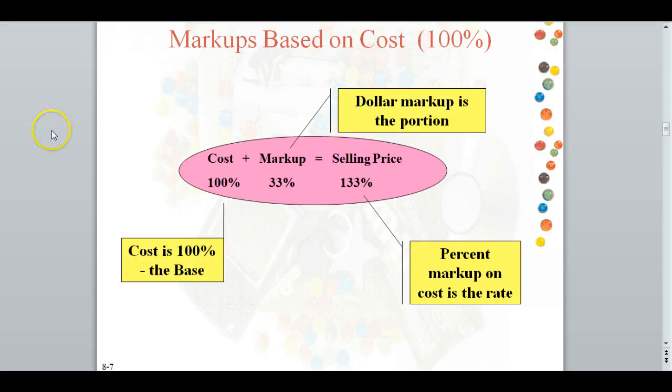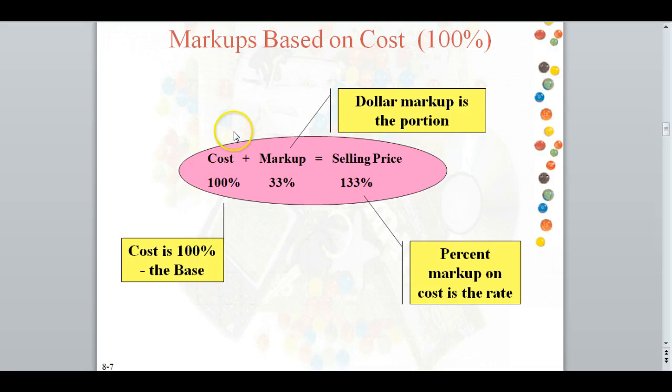So let's now get into some of the calculations. How do we determine what our prices should be? What should we pay for items? All this is really important to making it as a business. So markups based on cost. Again, cost is what we purchase our materials for.